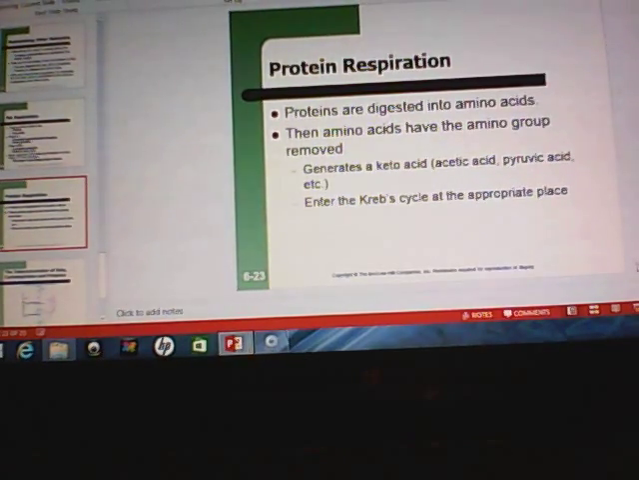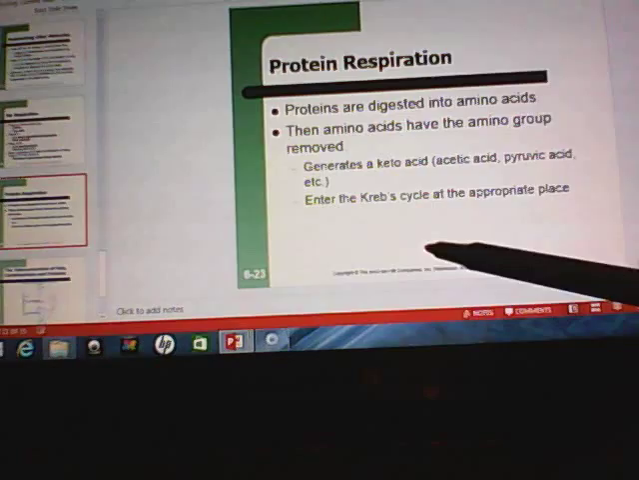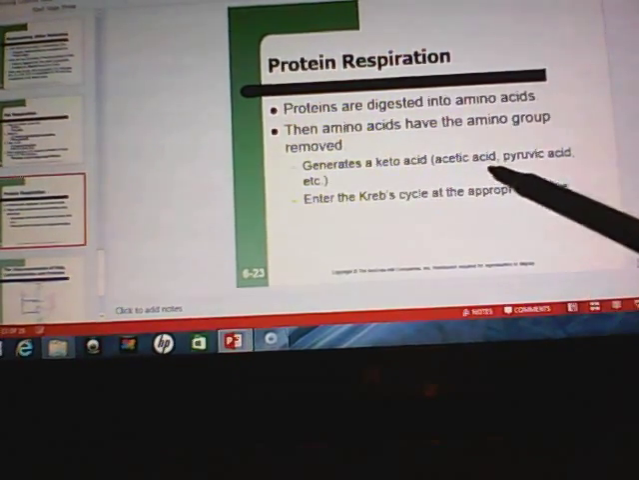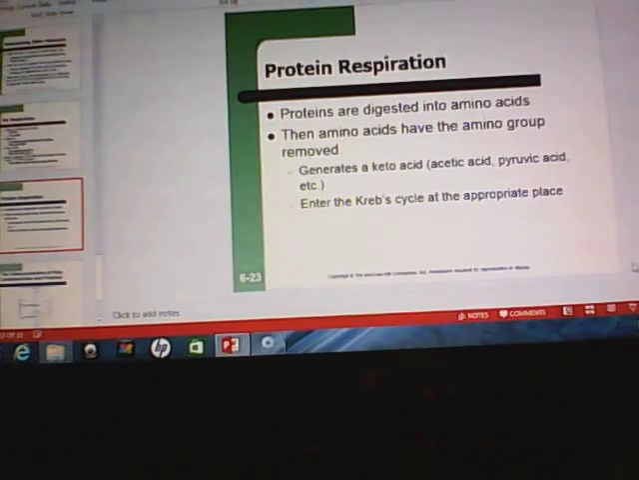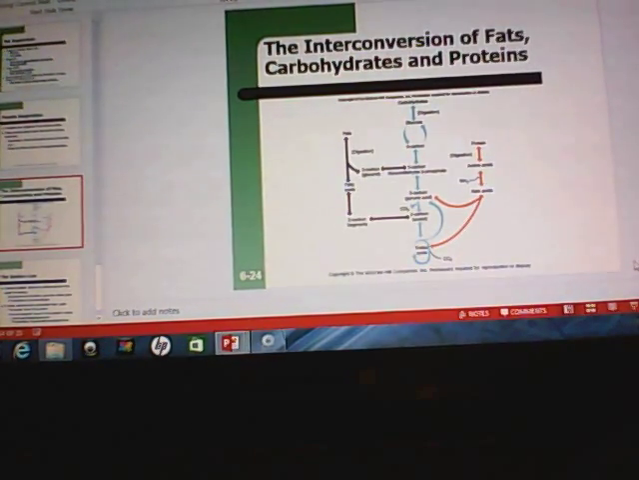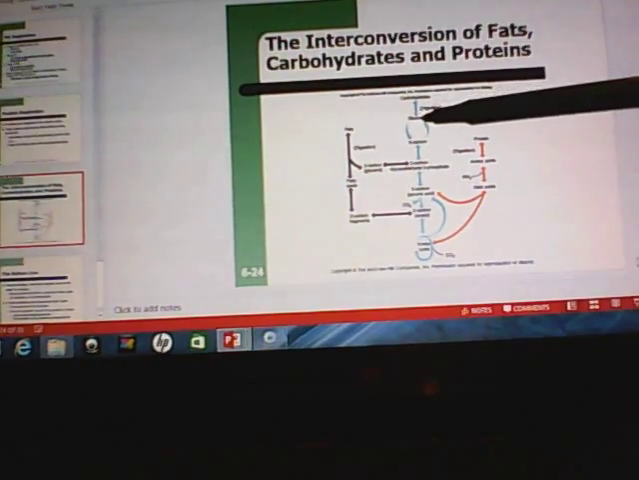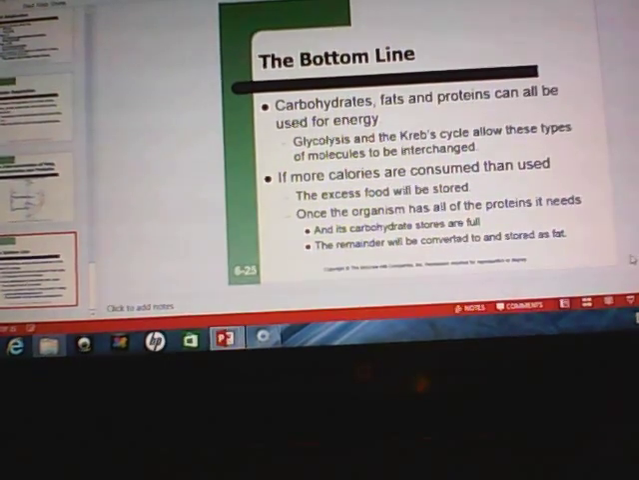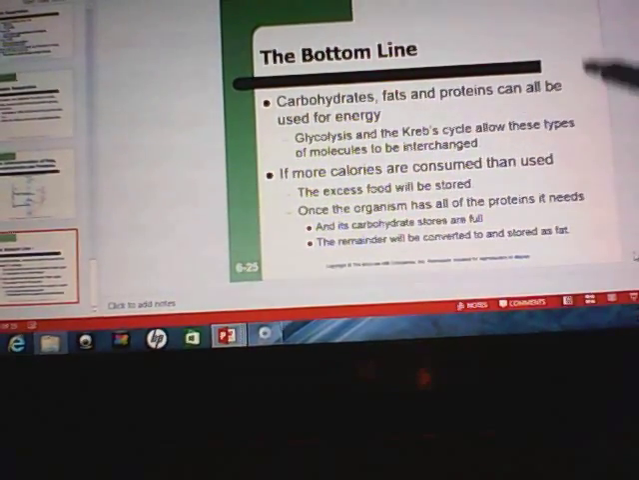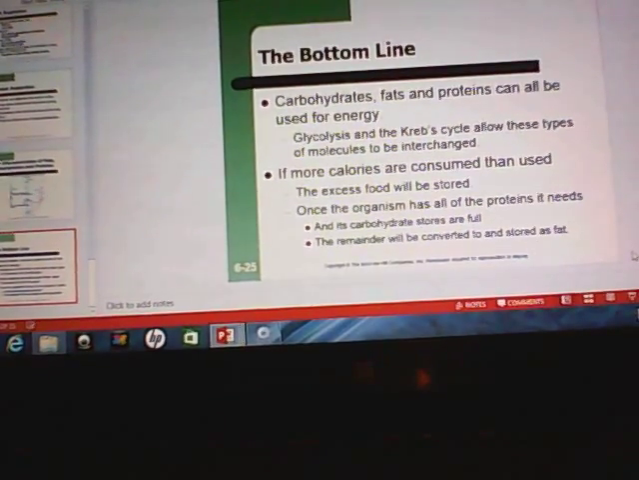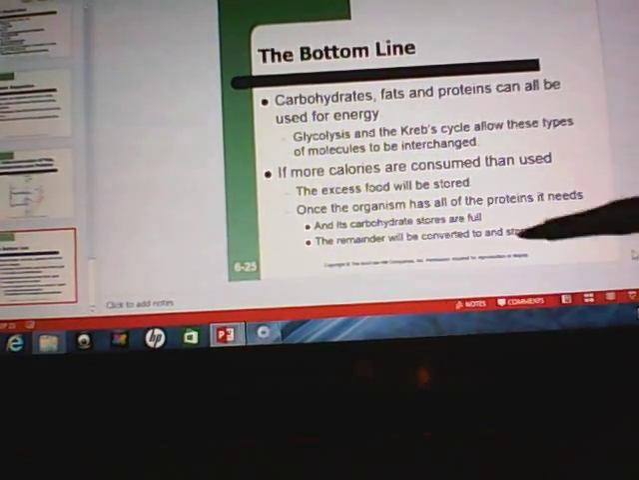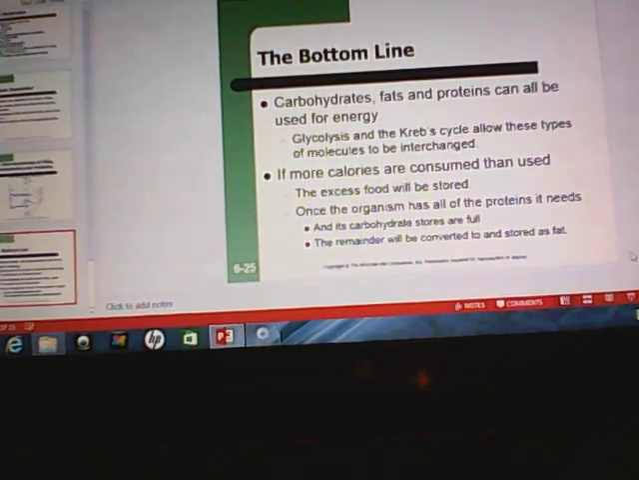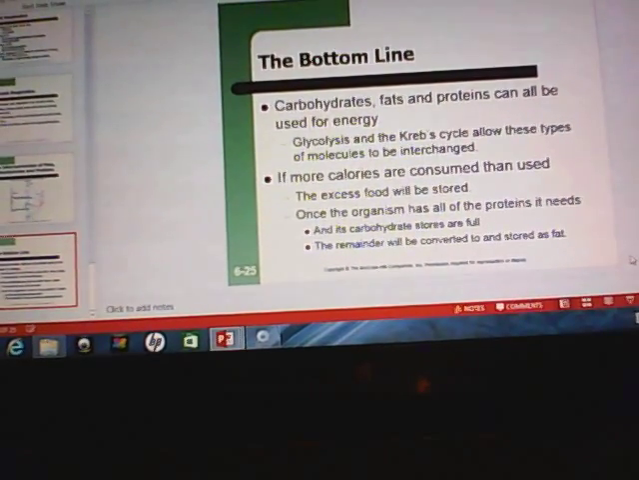Protein respiration: when your proteins are digested into amino acids, they generate keto acids and pyruvic acid, and those enter the Krebs cycle as well. Carbohydrates, of course, are broken down into glucose, and it enters glycolysis and moves on into the Krebs cycle. Bottom line, carbs, fats, and proteins can also be used for energy, which is why we eat food. The more calories consumed than used, the excess will be stored and then used later.